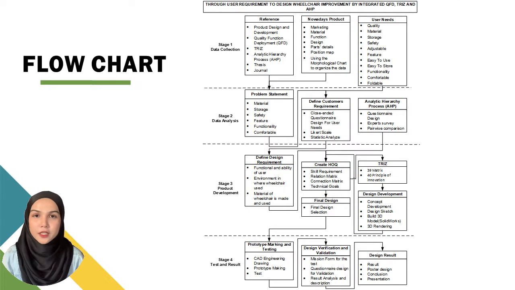This is a flow chart that represents our flow and process in this project. It contains 4 stages. The first stage is data collection. The second stage is data analysis. The third stage is product development, and the last stage is the result.